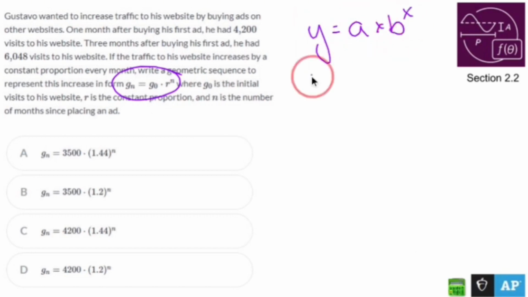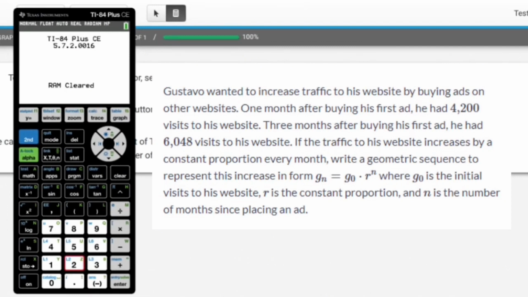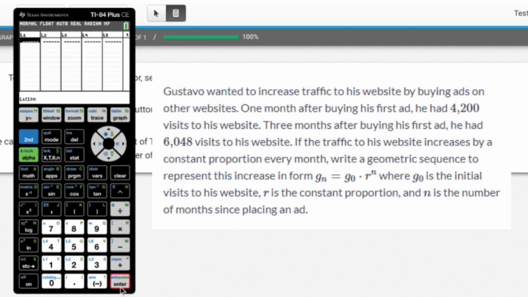This is exponential regression. So what we're going to do is we are going to run to our calculators and we're going to use exponential regression to write an equation. And then once we have that equation written out, we'll just fix those letters and stuff like that. All right, so Gustavo wants to make a geometric sequence, which is the same as exponential regression. So I'm going to go to Stat. I'm going to go to Edit, and I'm going to type in my 2 data points.